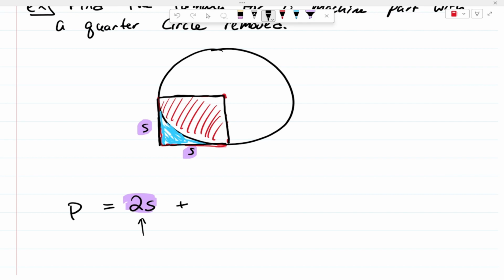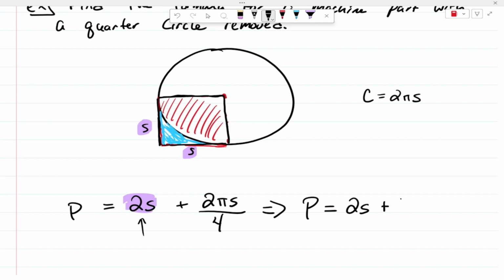Plus, we're going to find the circular section now. Now, we know the circumference of a circle is equal to 2 pi times the radius. Well, in this case, the radius is the letter S. So we have 2 pi S, but since we're only taking away 1/4 of the circle, we're going to divide it by 4. So when everything is all said and done, the perimeter is going to equal 2s plus pi times s over 2.